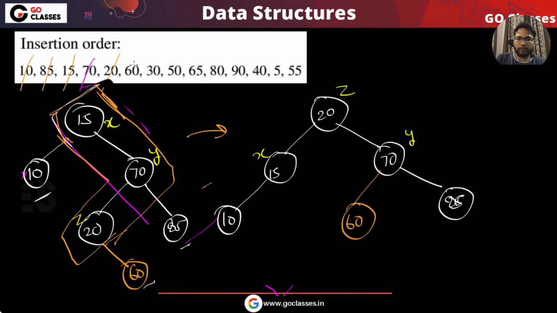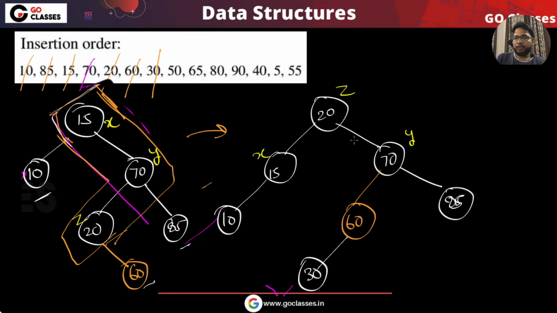Okay, 60 is over. Now let me insert 30. To insert 30, I will go to 20, 70, 60 and then 30. Now I will check whether it is balanced or imbalanced. 60 is balanced, 70 is also balanced, 2 minus 1, it is also balanced, 20 is 2 and this is 1, 2, 3, 20 is also balanced, no problem after inserting 30. So let me just cross out this 30.